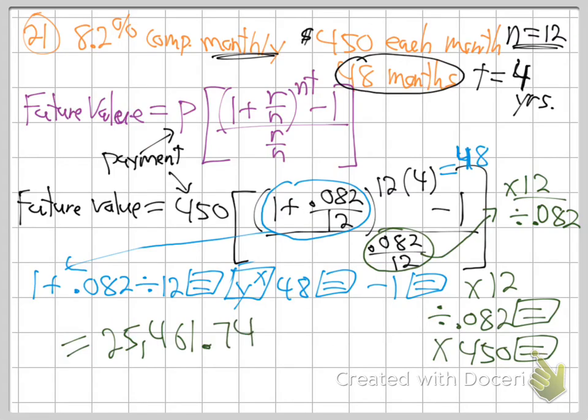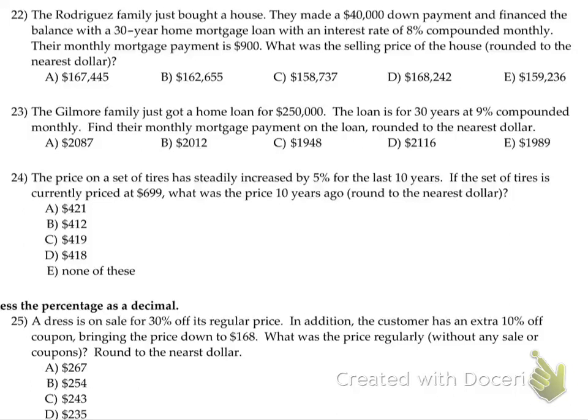74. So that's how much would be saved if you put $450 away each month for 4 years at 8.2%. You'd save up $25,000. So if it had a weird, like, 8 months instead of, like, you know, the 48.